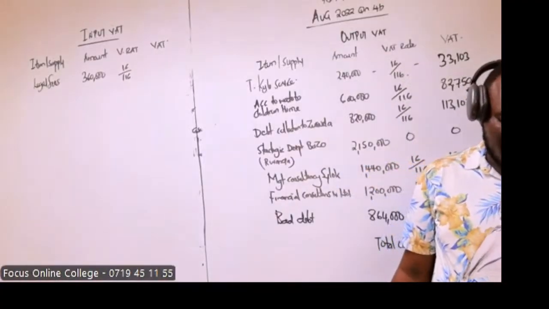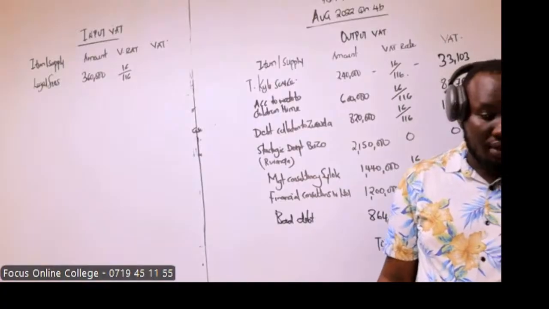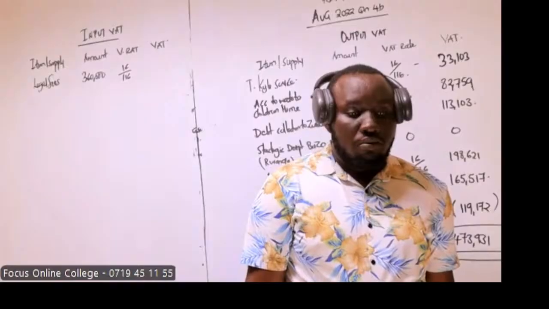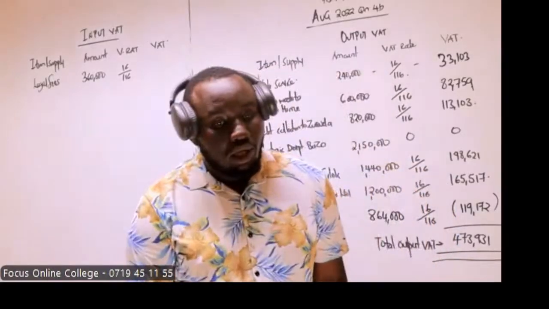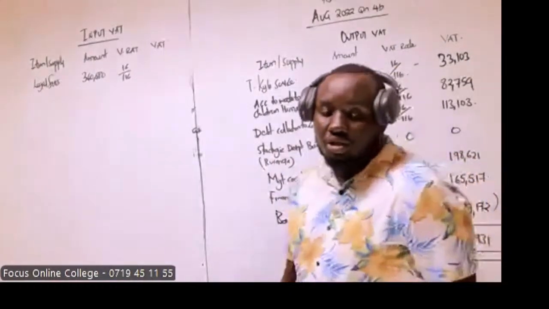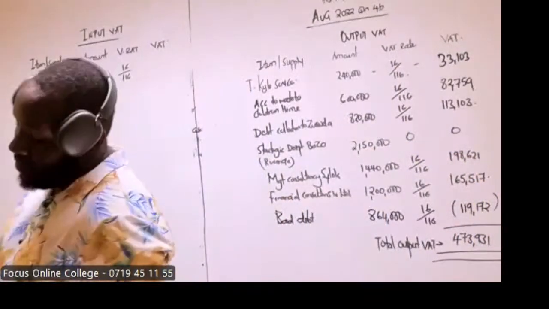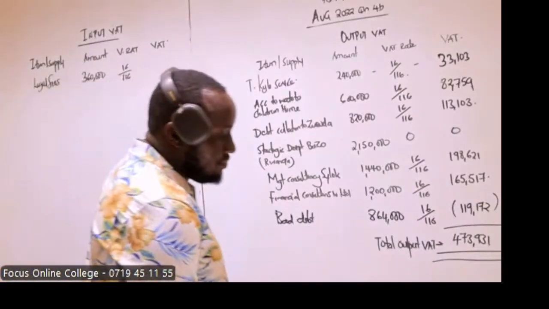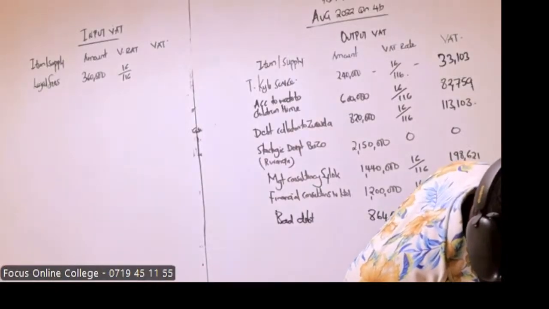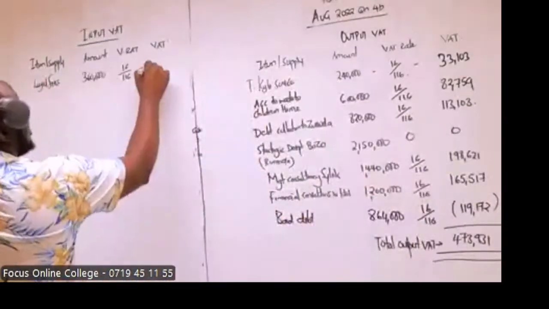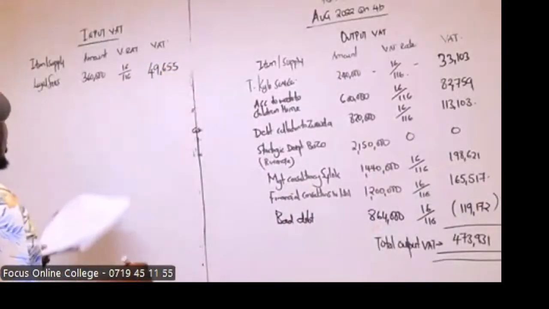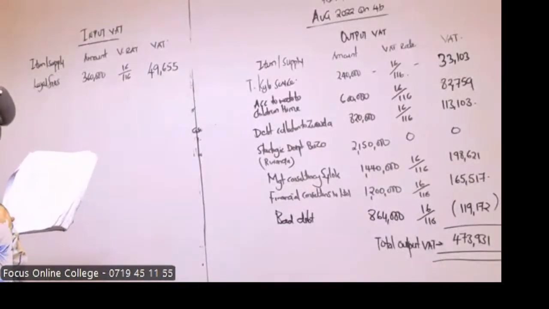So what is the VAT on that? Good people, what is the VAT on that? So that is 49,655. So the next one should be what we call electricity.